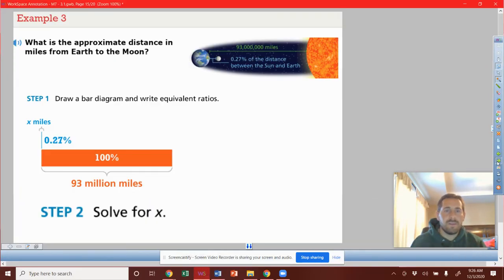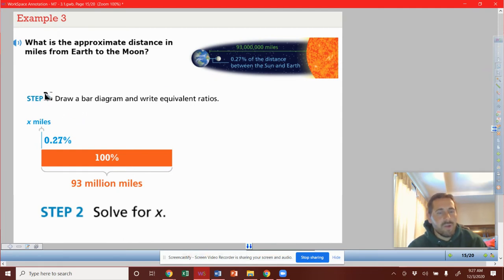Example number 3. What is the approximate distance in miles from Earth to the Moon? So you can see they give us the exact distance from Earth to the Sun, and they tell us the Moon is 0.27%. So not even 1%. About 1/4% is that distance from the Earth to the Moon relative to the Earth to the Sun.